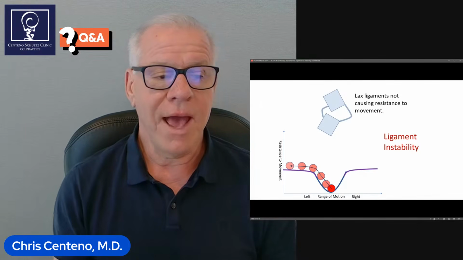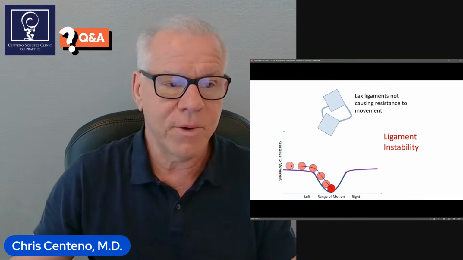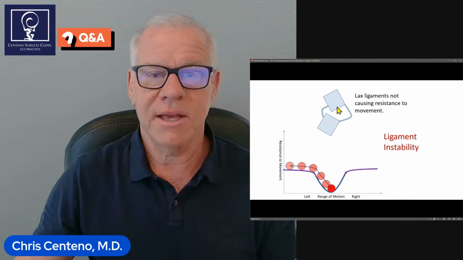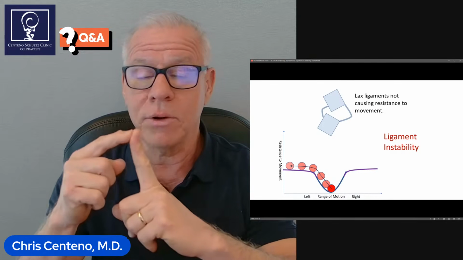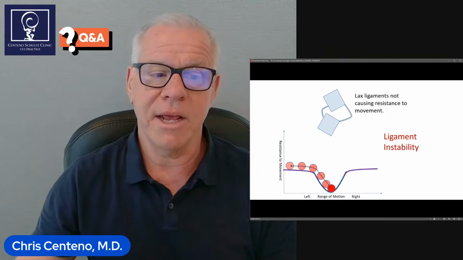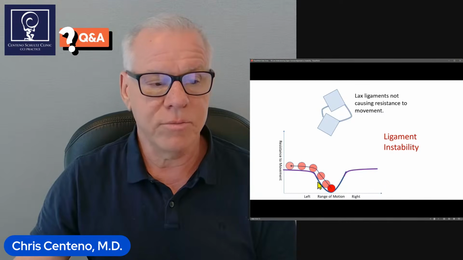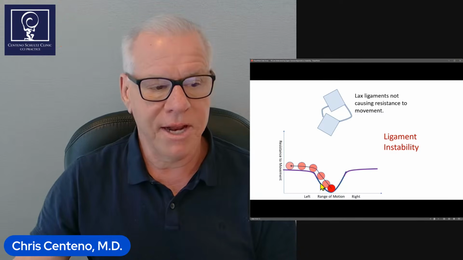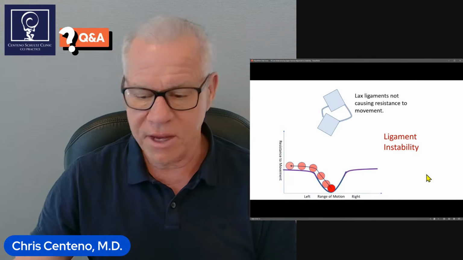Now, if you have ligament instability, our cup turns into something like this, right? Eventually, if my ligaments weren't working here, I'd be able to push that joint further and it would continue to move. So that resistance to movement would collapse and it would look something like this that you see here.